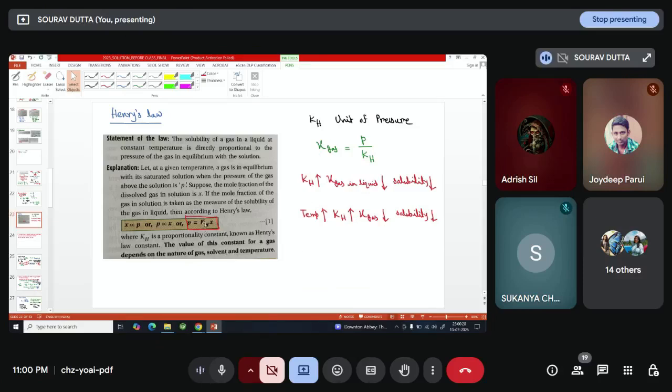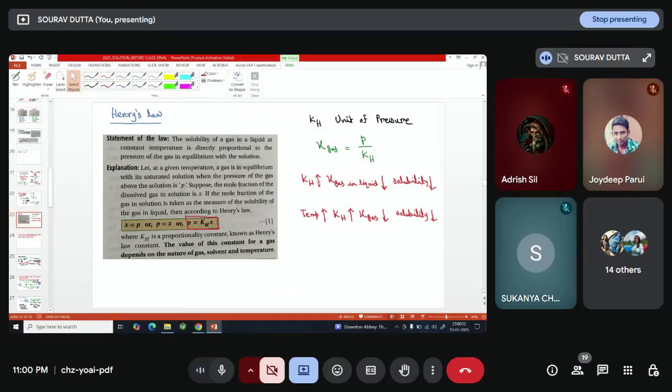So we can write X gas is equal to P by KH. So solubility of gas or mole fraction of the gas is inversely proportional to KH. With increasing KH, X gas in the liquid, that is the mole fraction of gas in the liquid, will decrease at constant pressure, so solubility is decreased.